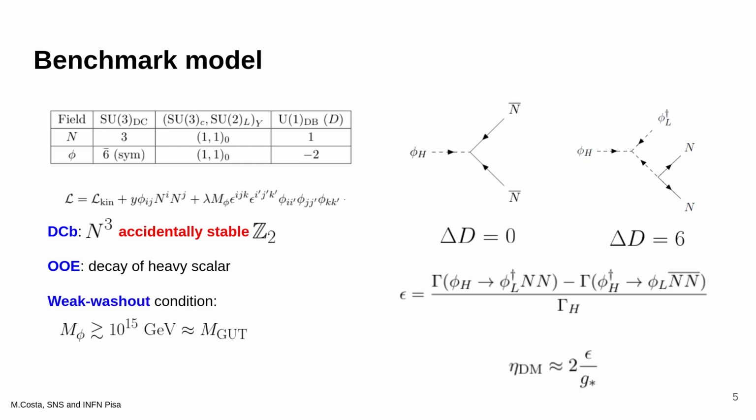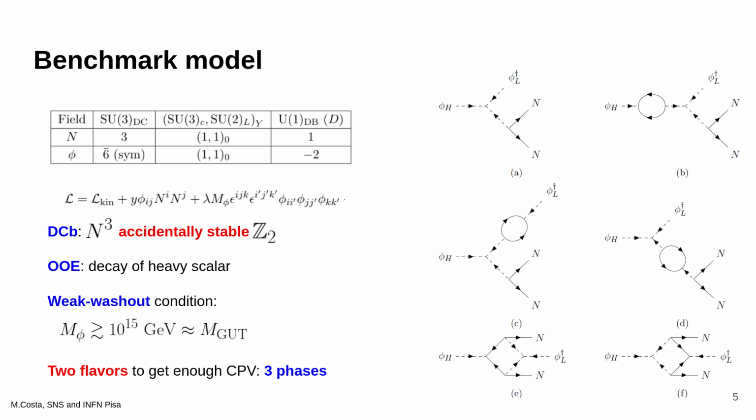Now, in the so-called weak washout regime, which is realized if m phi is larger than 10 to the 15 GeV, we can neglect the inverse decay process, which usually destroys the generated asymmetry. In this regime, the asymmetry yield is proportional to the epsilon parameter divided by the number of relativistic degrees of freedom at the time of decay, g star, and is easily computable. The CP violation, instead, in the two-flavor model, is allowed because there are three physical phases, and the CP violating processes come from the interference between the tree-level decay and the one-loop correction, which comes in the form of bubble diagrams and box diagrams.